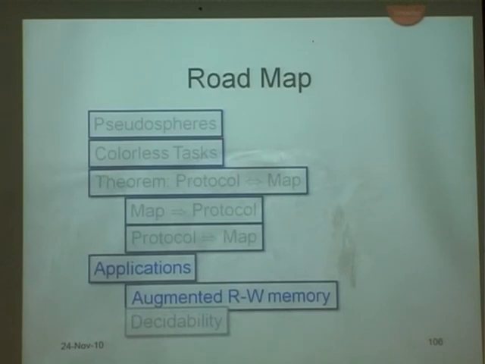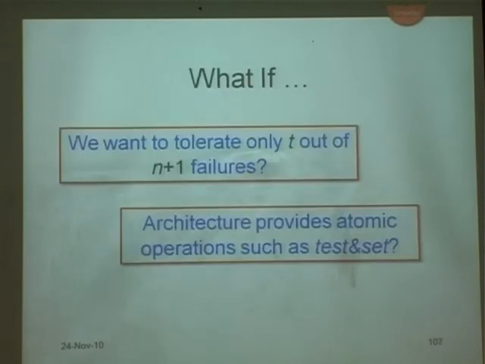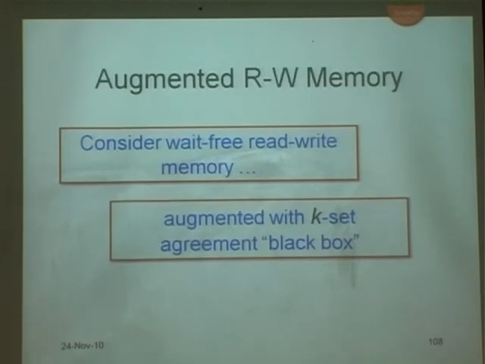So the applications that we did, I'll go through this quickly, and then we can take a break. You could say, well, what if we only want to tolerate t failures instead of being wait-free? So the algorithm I gave you here doesn't necessarily work with t failures, because applying a protocol complex to a single vertex doesn't mean anything in that model. You have to have a certain number of processes to run.